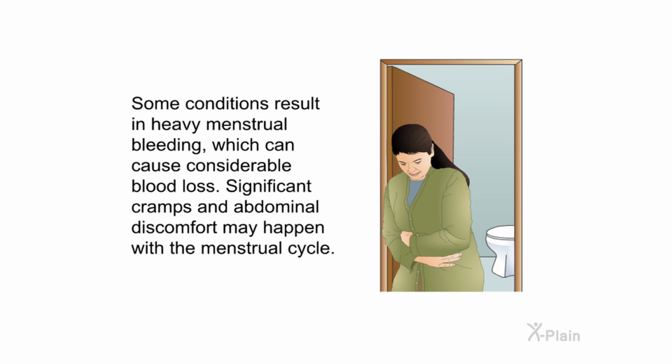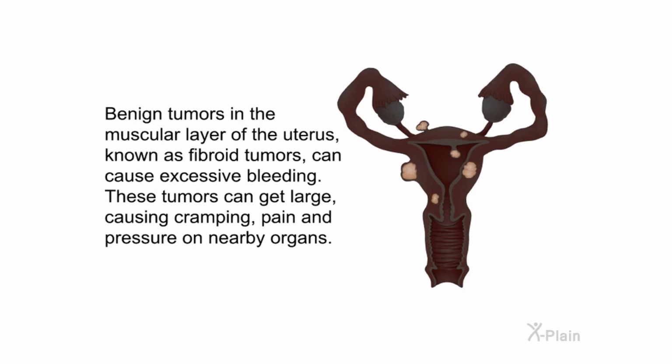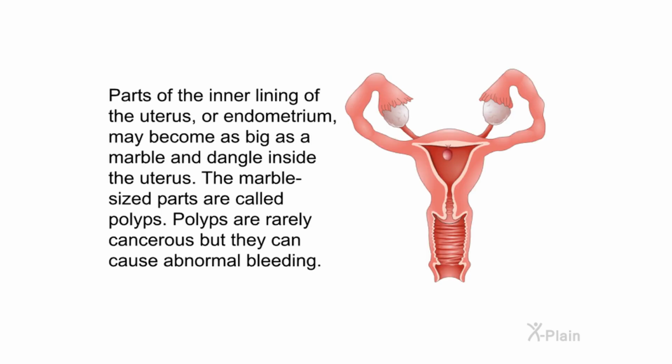Some conditions result in heavy menstrual bleeding, which can cause considerable blood loss. Significant cramps and abdominal discomfort may happen with the menstrual cycle. Benign tumors in the muscular layer of the uterus, known as fibroid tumors, can cause excessive bleeding. These tumors can get large, causing cramping, pain, and pressure on nearby organs. Parts of the inner lining of the uterus, or endometrium, may become as big as a marble and dangle inside the uterus. The marble-sized parts are called polyps. Polyps are rarely cancerous, but they can cause abnormal bleeding.